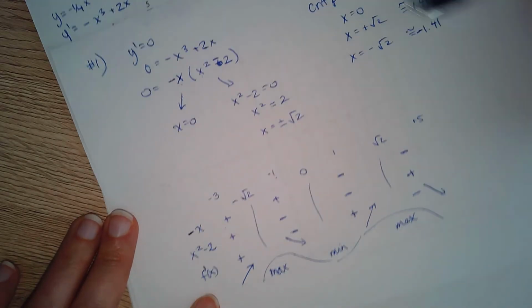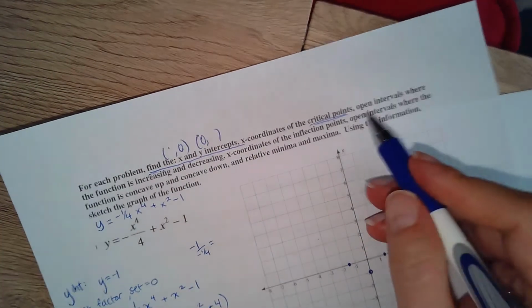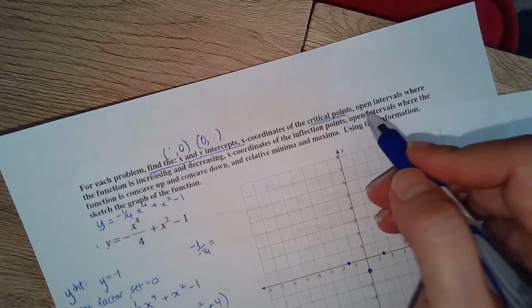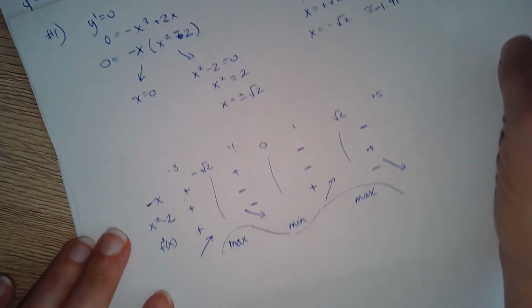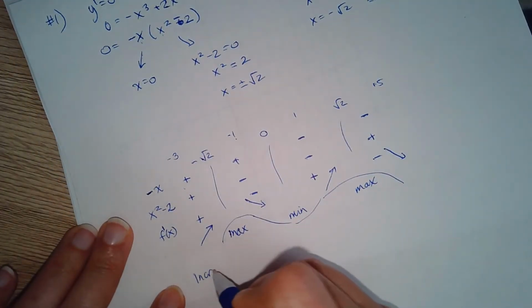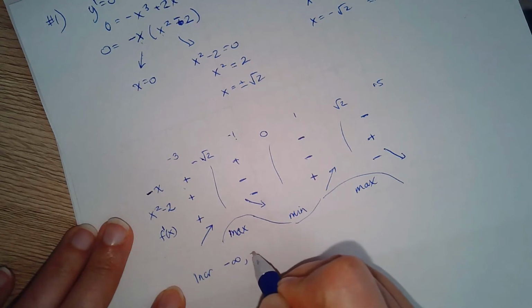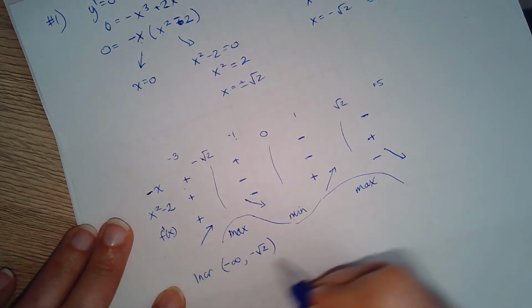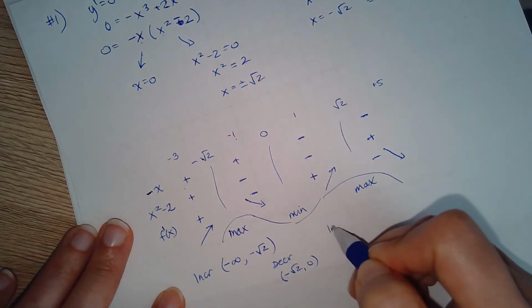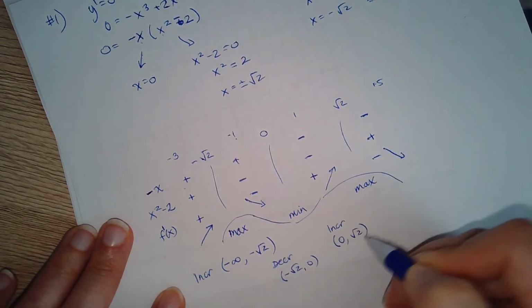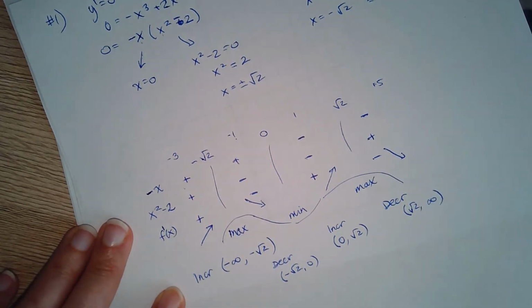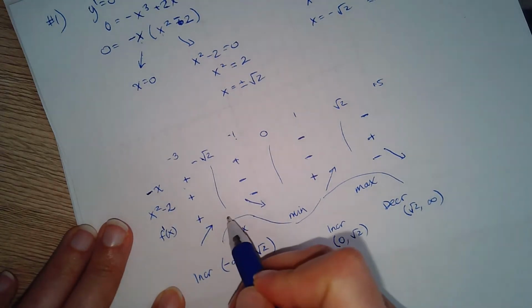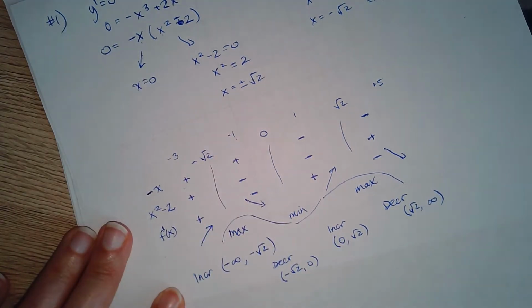Okay, so in our original problem, we now have the critical points. And let's write this down as open intervals so we can see this. The intervals of increasing are going to be -infinity to negative root 2. Then we're going to be decreasing from negative root 2 to 0. Then increasing again from 0 to root 2. And decreasing again from root 2 to positive infinity. So those are open intervals. We're not including those because at the actual point, remember they gave us 0. Those are actually the critical points.